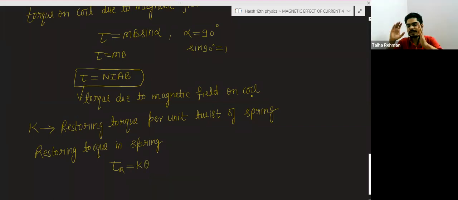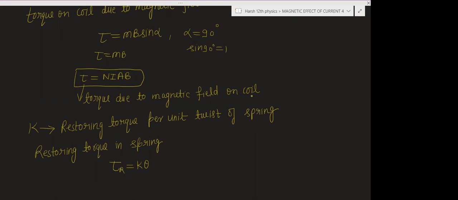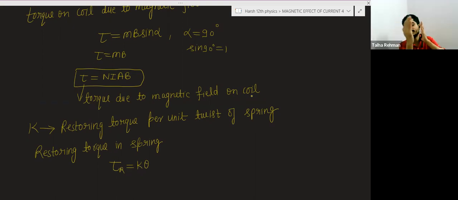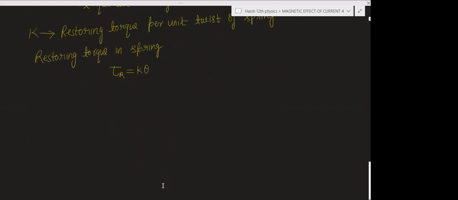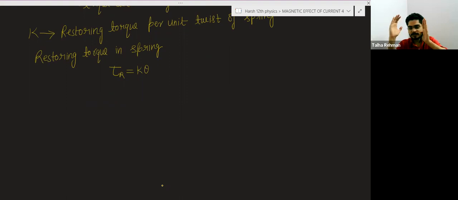Suppose the coil is rotated through an angle theta, then the spring will also be twisted through an angle theta. For unit twist, the restoring torque is k; for theta twist, the restoring torque is k theta. Simply the unitary method. Now what will happen? This coil is rotating like this, and the spring is trying to rotate this coil in the opposite direction.